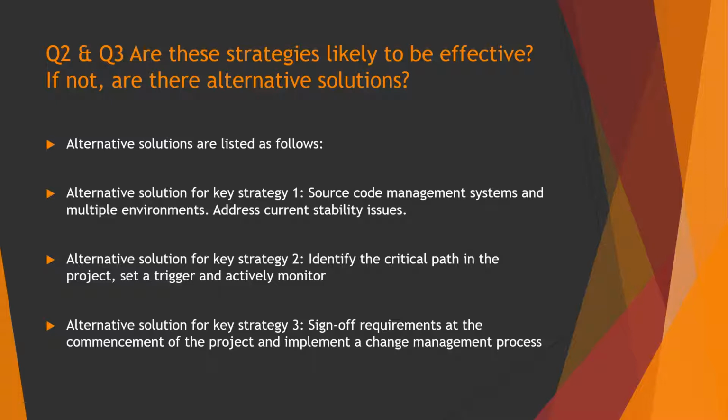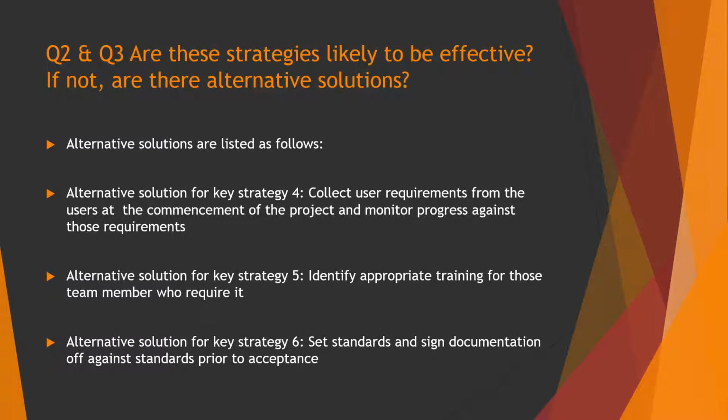Because they've got a set deadline, they need to be very careful with their requirements. So an alternative solution for them would be to sign off the requirements at the commencement of the project and implement a change management process so that they can monitor change and assess the impacts of those changes before they actually agree to make those changes to the solution. And for the end user acceptance, they need to collect the user requirements at the commencement of the project as well, include those with the other requirements, and then monitor progress against those requirements during the process so that they don't get to the end and find they've got the wrong solution.